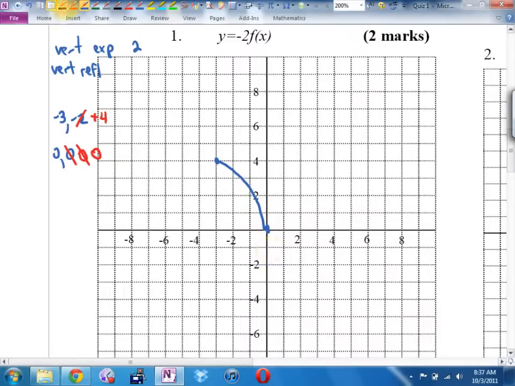My next key point is 2, 2. Again, I can get there in a couple of ways. Either by counting, vertical expansion, reflection. Pretty sure I'm going to end up there. Or I can get there by doing the math. Vertical expansion, reflection. No matter what, I end up at 2, -4.